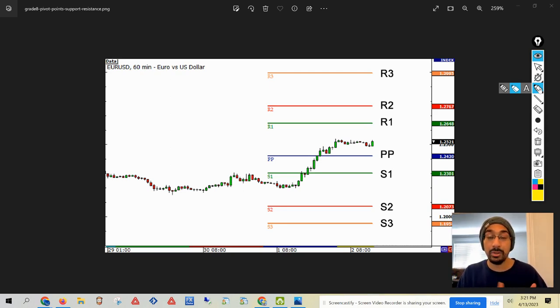These lines will stay across the board, especially using daily pivot points, which is the most widely used form of pivot points. They will stay basically for the whole day. It doesn't matter what time frame that you're looking at. So that's the beauty of these levels over here.